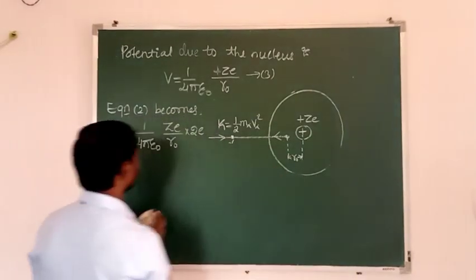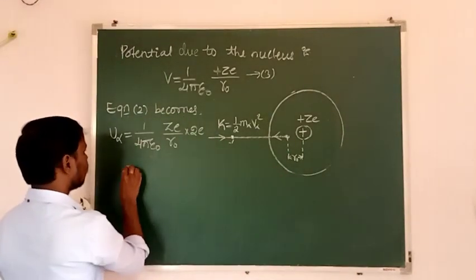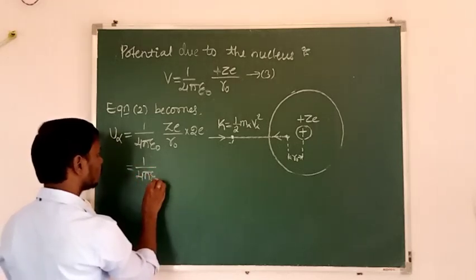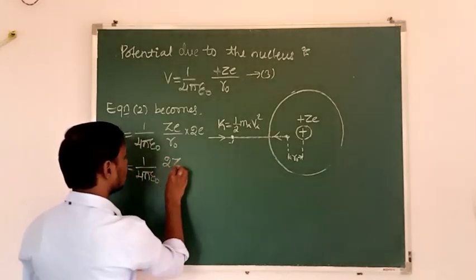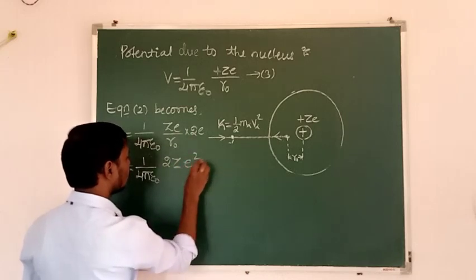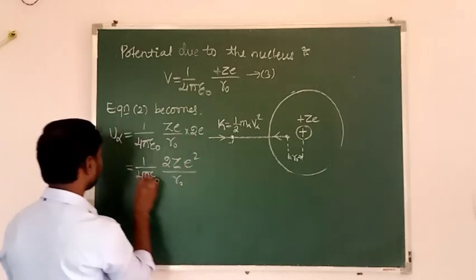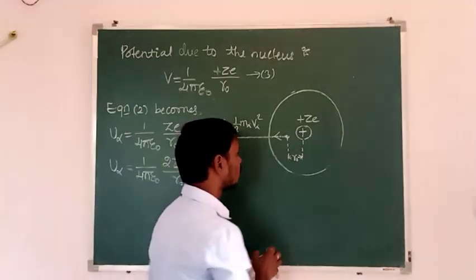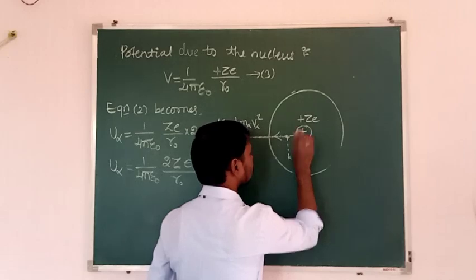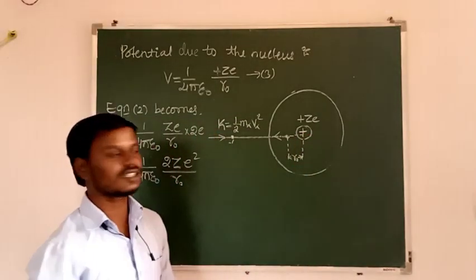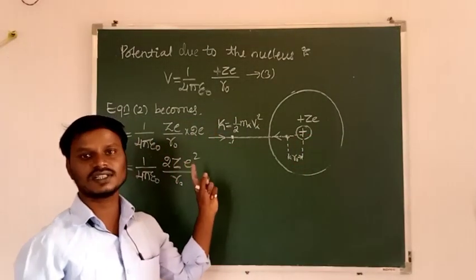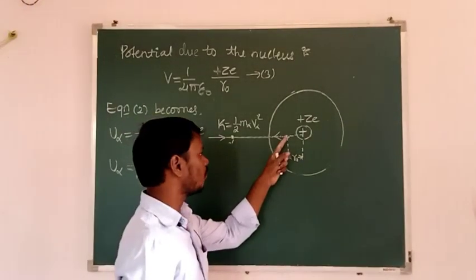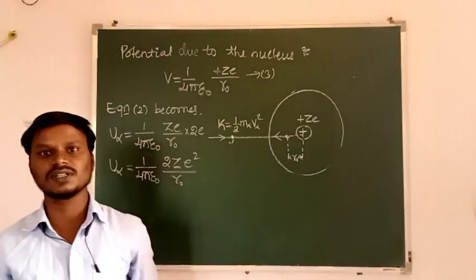Then 2 into Z, that is 2Z, 1 by 4 pi epsilon naught, 2Z into E, that is E square divided by r naught. Then at the distance of closest approach, the kinetic energy is converted into potential energy of the alpha particle, because this alpha particle experiences the large repulsive force.